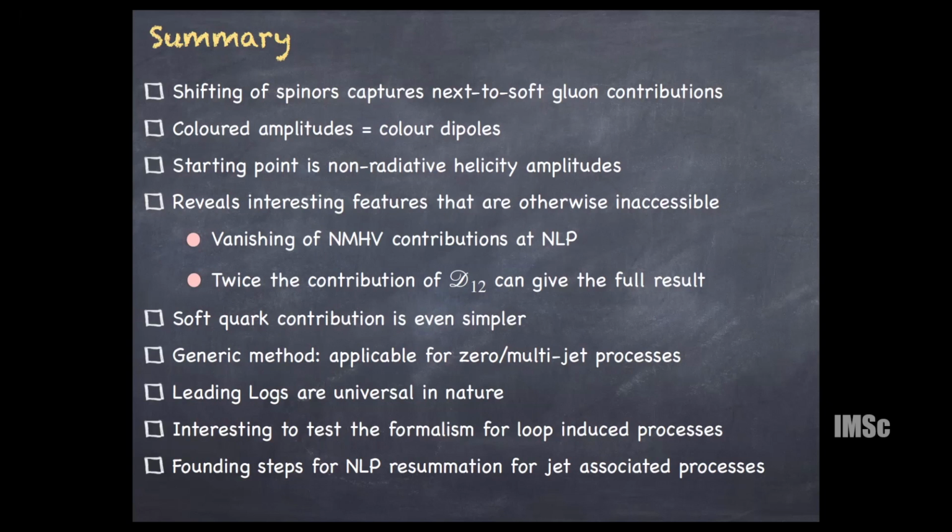Okay. And for Higgs plus jet, we have shown that no NMHV contribution comes in at the NLP level, and also taking twice the dipole D12 gives you the full result. Also, we have studied the soft quark contribution, which is simpler. The method is generic, and we can apply it for any number of jets in the final state. Also, we have studied the universality of the logs, the coefficient of the logs. And it is interesting to test this formally for loop induced processes, which I have already described briefly. And this is basically the founding step for NLP resummation for the jet associated processes.